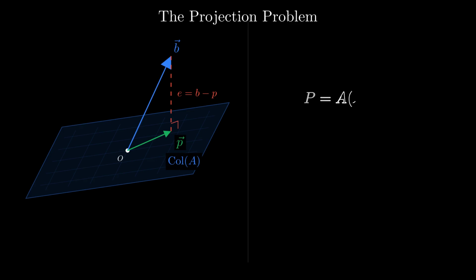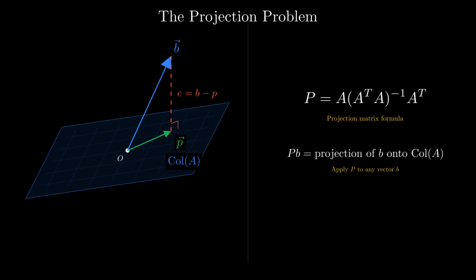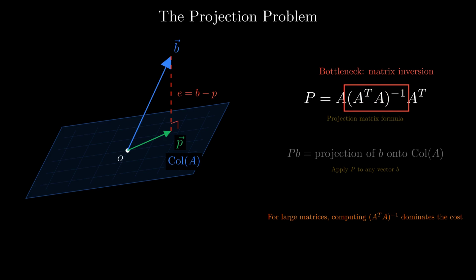Now the formula for the projection matrix, P equals A times the quantity (A transpose A) inverse times A transpose. Multiply any vector B by this matrix P, and out comes its projection onto the column space of A. The cost centers on one operation, inverting A transpose A. For large matrices, this matrix inversion is the computational bottleneck.